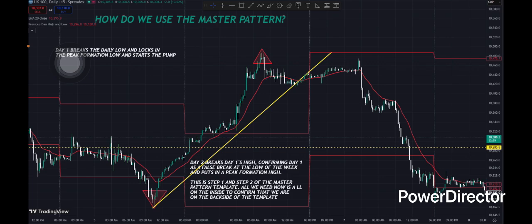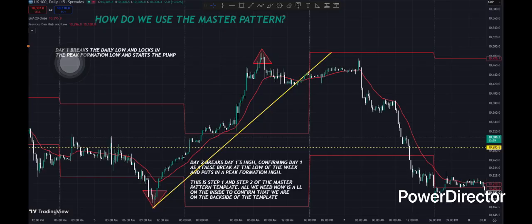So if you can understand what we're doing with the master pattern, it's like putting on a pair of magical glasses. It's a new way of seeing the market structure. It's not about your entries. We'll talk a little bit about entries and stuff like that also in this video, but you need to understand that the master pattern template is about the structure of the market, how to view market structure.